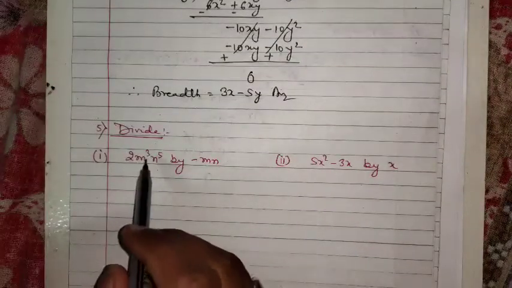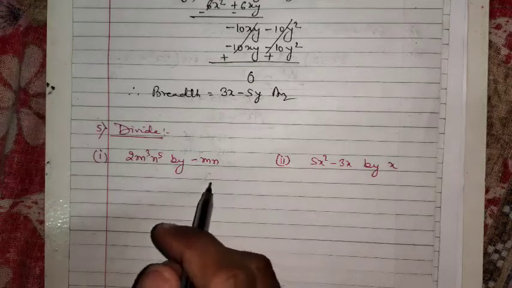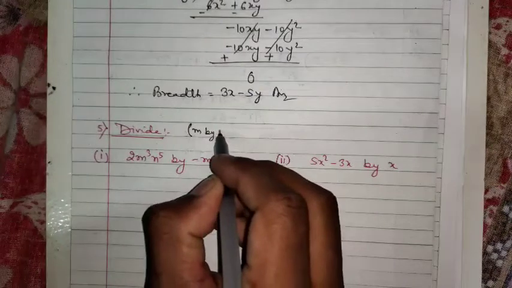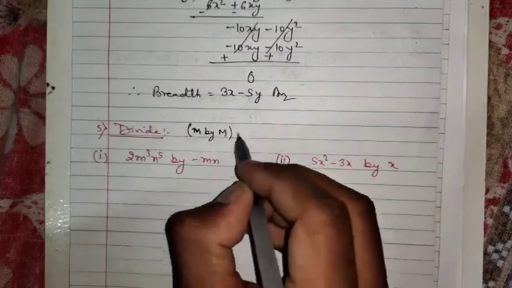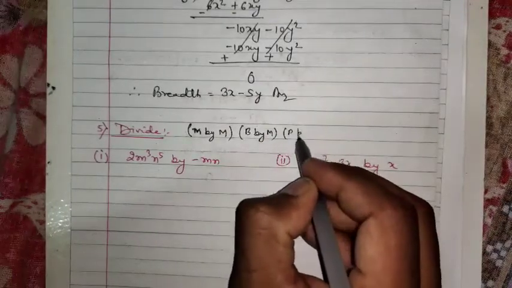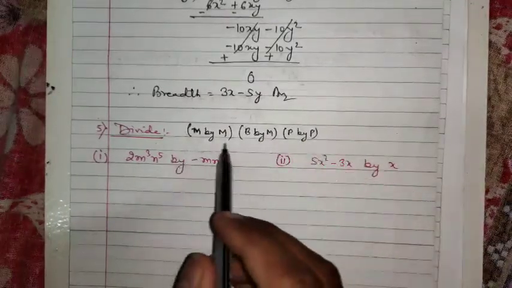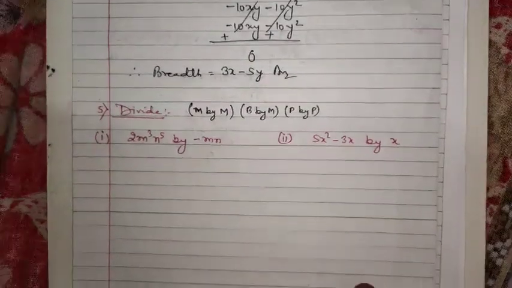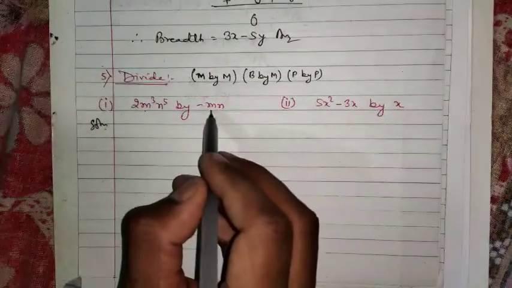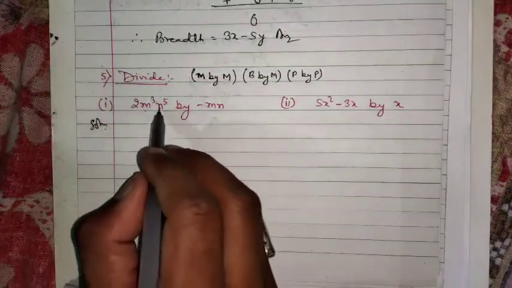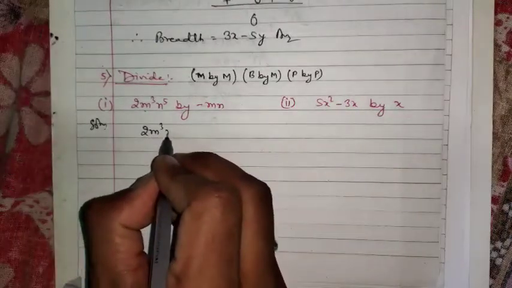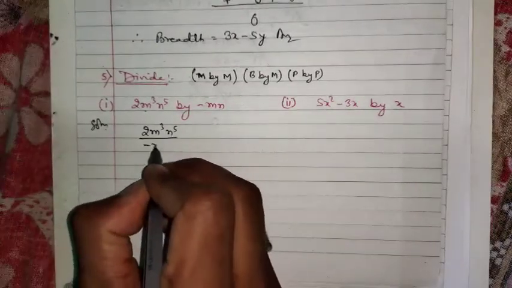In our next question, question number 5, we will see all the 3 types of division once again: monomial by monomial, binomial by monomial, and polynomial by polynomial. All these 3 once again we will see as a revision part. Let us see. The first question is monomial divided by monomial. 2m cube n to the power 5 divided by minus mn. We will write 2m cube n to the power 5 divided by minus mn.